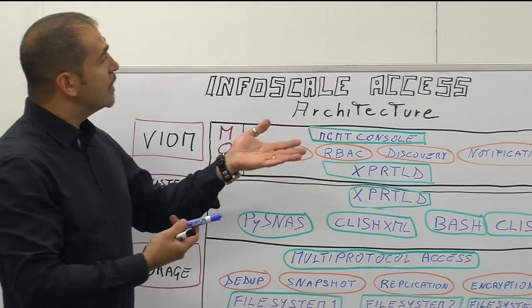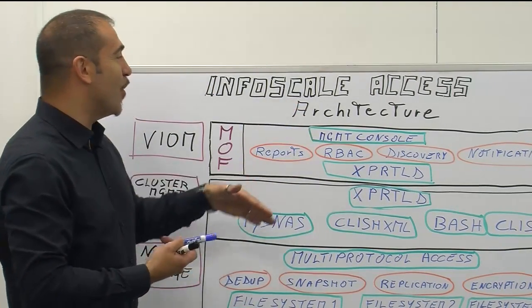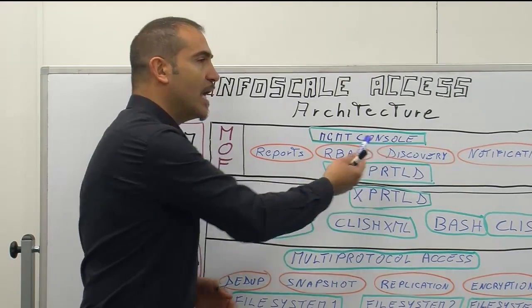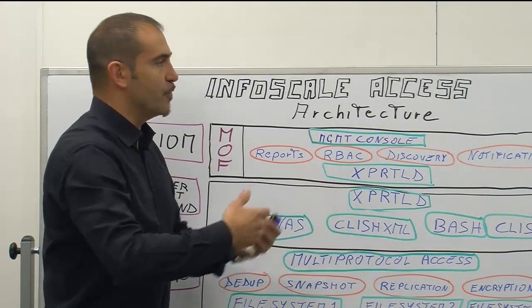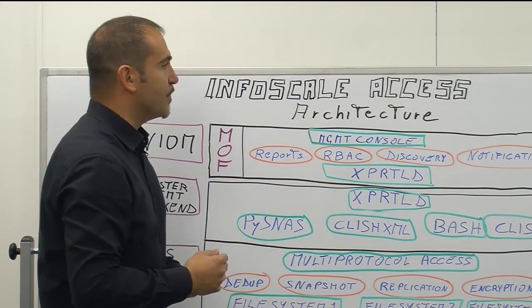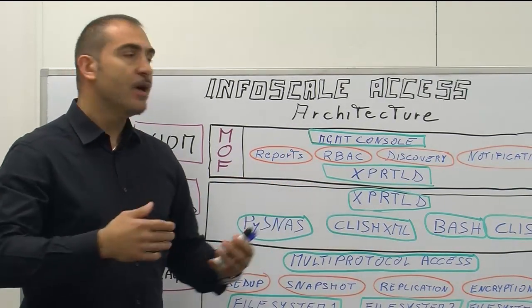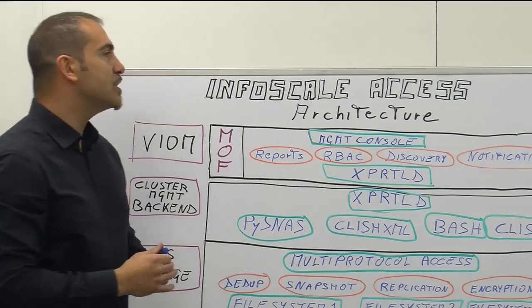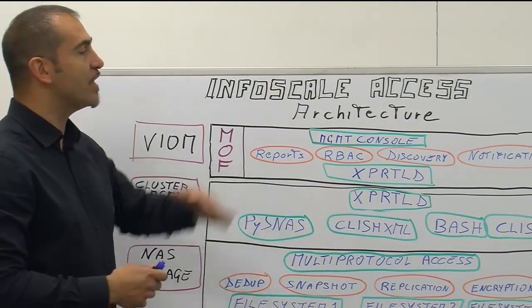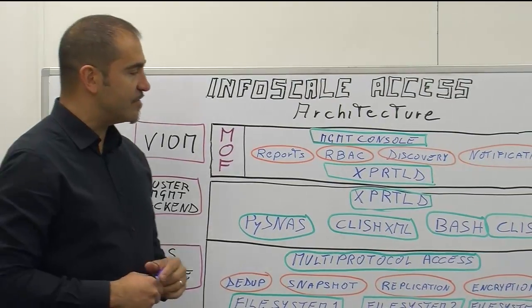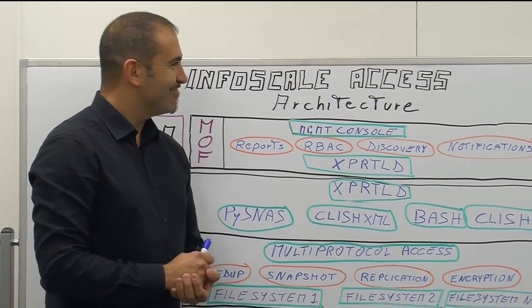Of course, the user will connect to VOM using the management console. And this is the web server that is already in VOM, so that you, from your Internet Explorer or Firefox or whatever, will be able to connect to the management orchestration framework in VOM and to manage completely all the InfoScale Access structure.